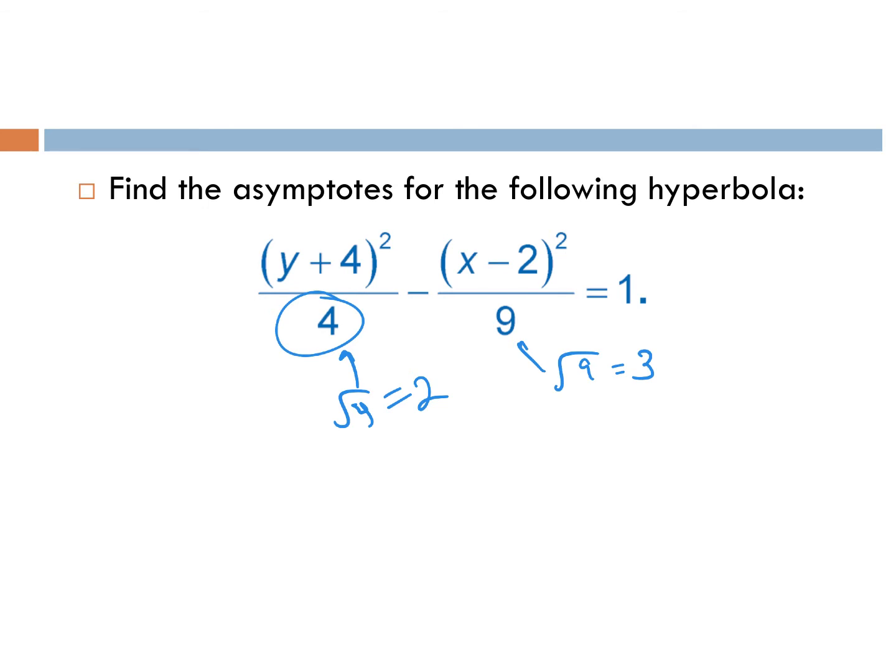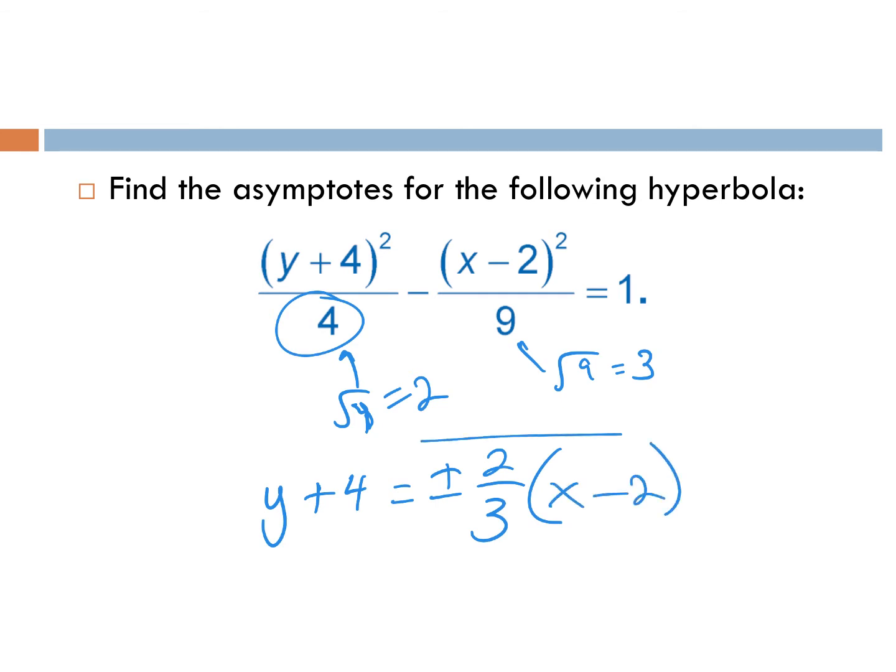And so the formula ends up being y minus my k value, which is negative 4. So it's going to be minus a negative 4, which ends up being plus 4, equals. Since my value underneath y is 2, it's going to be plus or minus 2 over 3, right? The y values are always on top, and then it'd be x minus 2 in parentheses. So this would be the equations of those asymptotes.